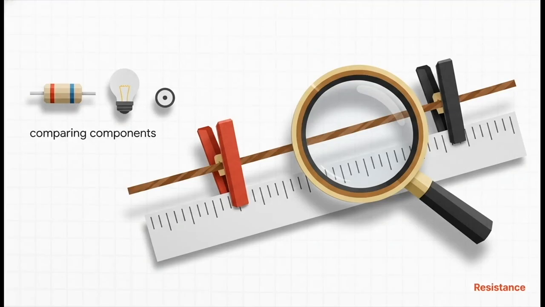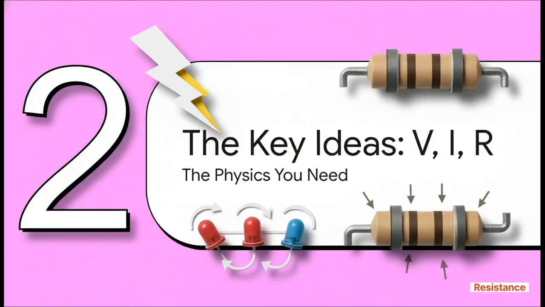Okay, so AQA gives you a couple of options here. You might be asked to compare totally different components, like a fixed resistor versus a light bulb. But for today, we're going to focus on the absolute classic version, seeing how the length of a wire changes its resistance. And the best part is, the physics and the skills we cover here will work for any version they throw at you. Okay, before we even think about touching a wire, let's make sure we've got the three key ideas totally locked in.